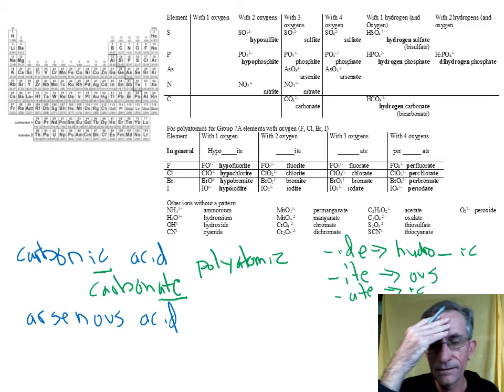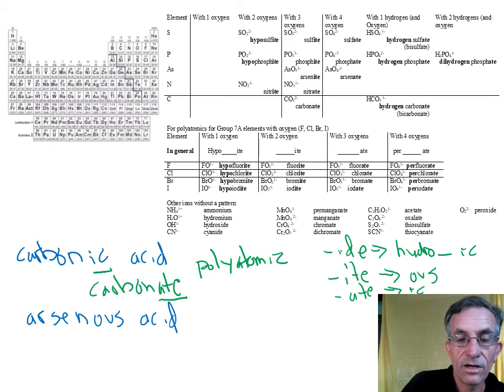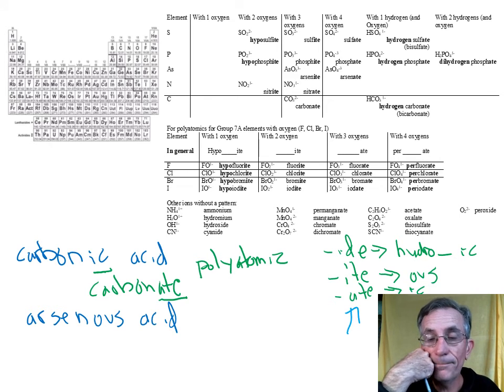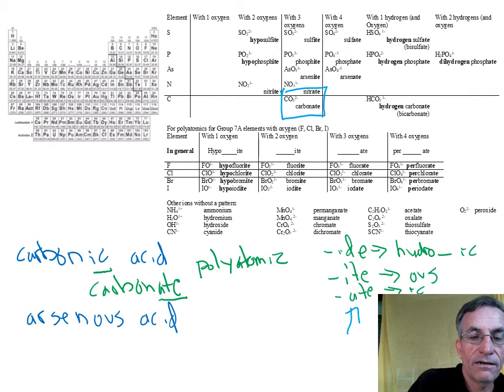Oh my, there's a lot of thinking, especially when we're going backwards now. So carbonic acid contains carbonate. Carbonate, if you end in -ate, you're a polyatomic. Oh yeah, it's on here. It's right here. CO3 2 minus. All right, so this is going to be CO3 2 minus.